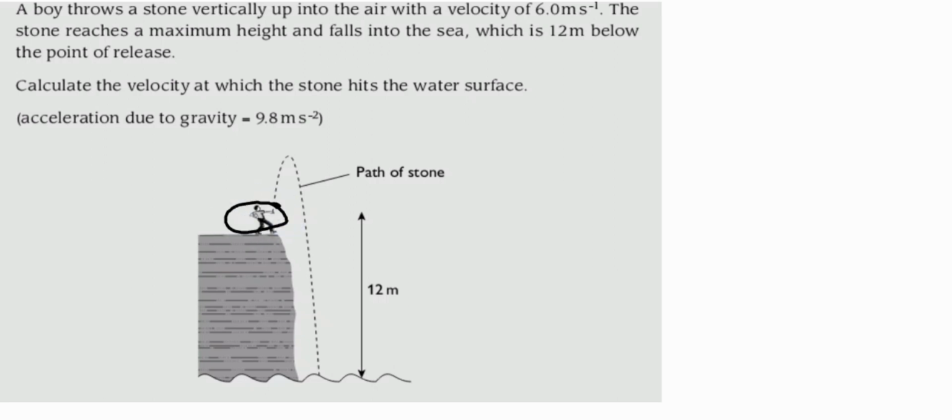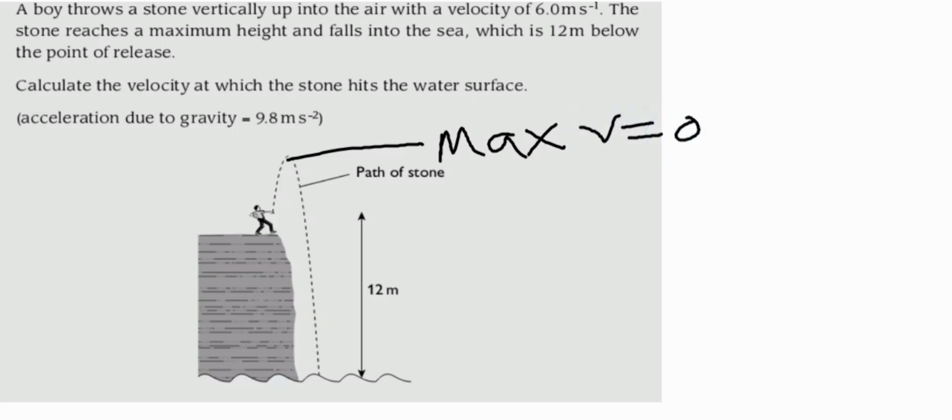So we have a person here. He projected an object upwards, and it reaches a maximum height here. So this one is the maximum height. Now at this maximum height, the final velocity is just going to be 0. Which means the object is going to fall with free fall motion. The only force which is going to act on the object at this point is the acceleration due to gravity.